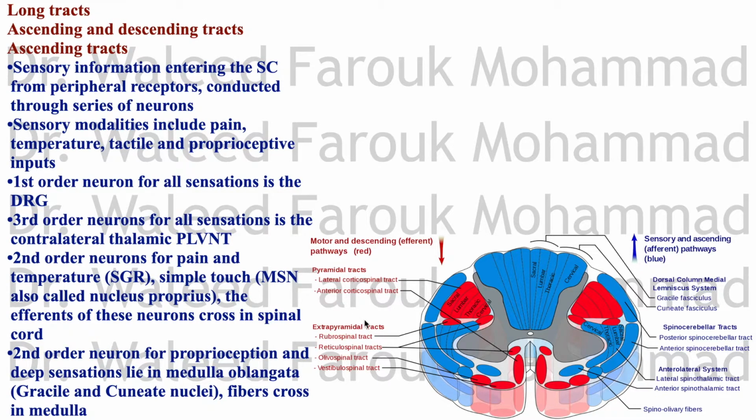The efferents of these neurons cross in the spinal cord, as we will see, for example, in the anterolateral system of sensation. The second order neuron for proprioception and deep sensations lies in the medulla oblongata. They are the gracile and cuneate nuclei, and fibers cross in the medulla as the internal arcuate fibers, as we saw in the lecture about the medulla oblongata.